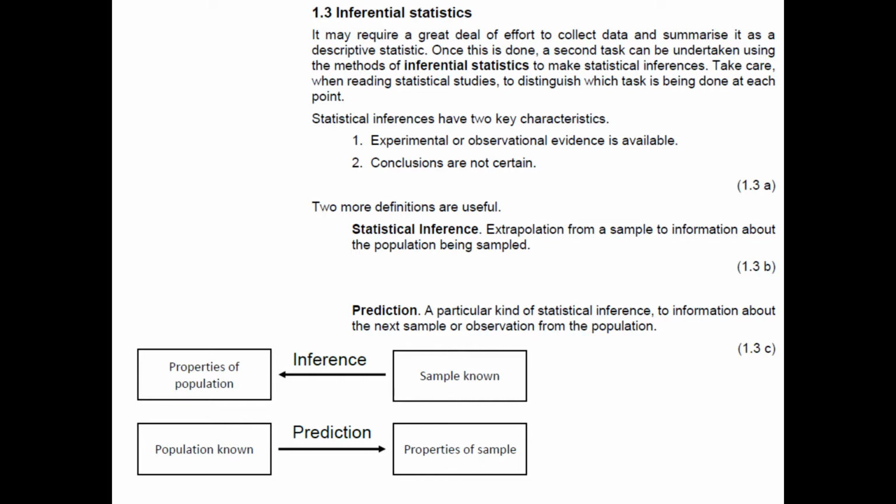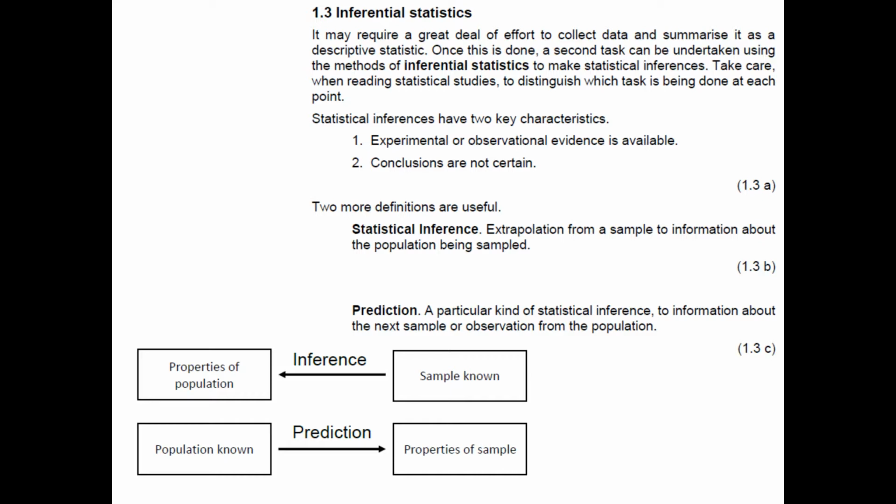A couple more useful definitions of these. Statistical inference. This is extrapolation from a sample to information about the population being sampled. In other words, looking at a bit of data, some numbers which we've observed, and making conclusions about the physical world. A special case of inference is prediction, which is where we want to make an inference not so much about the true status of the physical world now. Instead, we want to make an inference, an extrapolation from the data to information about the next sample which we have not yet observed.